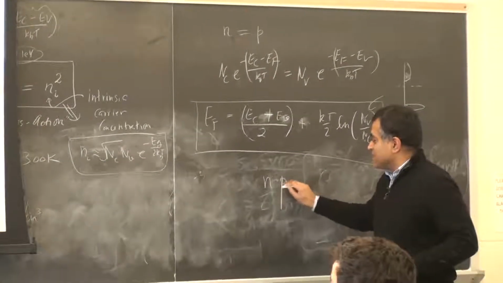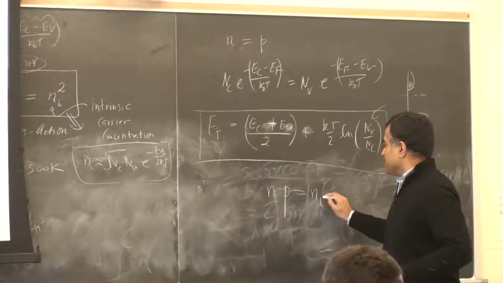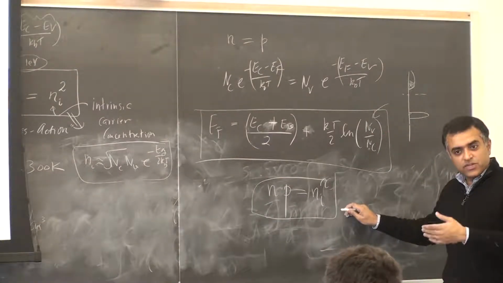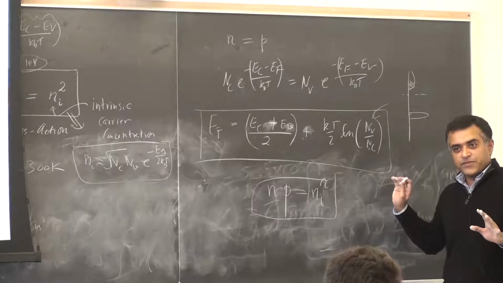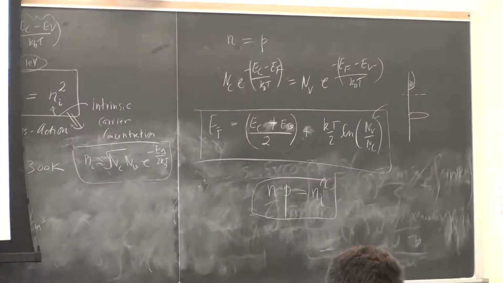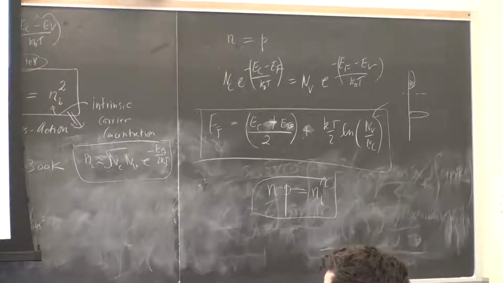Another very important result is NP is equal to Ni squared. It still holds whether you dope it or not. I mean, when you dope it, NP is still equal to Ni squared. I didn't get to the transport part, but I'll get there, I think, on Tuesday. And I think we'll kind of have to end the class now.